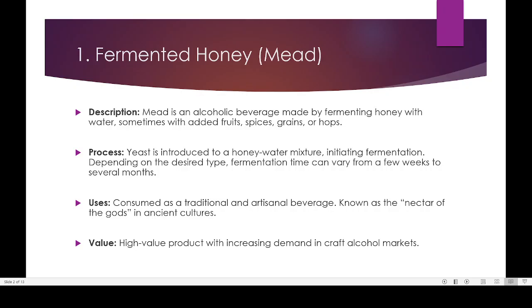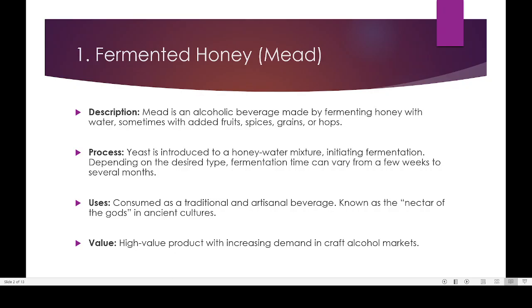Here you can see some pictures of what fermented honey is and how it is normally made. In the case of fermented honey, it is simply a mixture of honey and water. That is what we know by the name fermented honey. This fermented honey has a number of uses. Yeast is introduced to the honey water mixture. Basically, fermented honey is a mixture of honey and water, and into that mixture we add yeast.